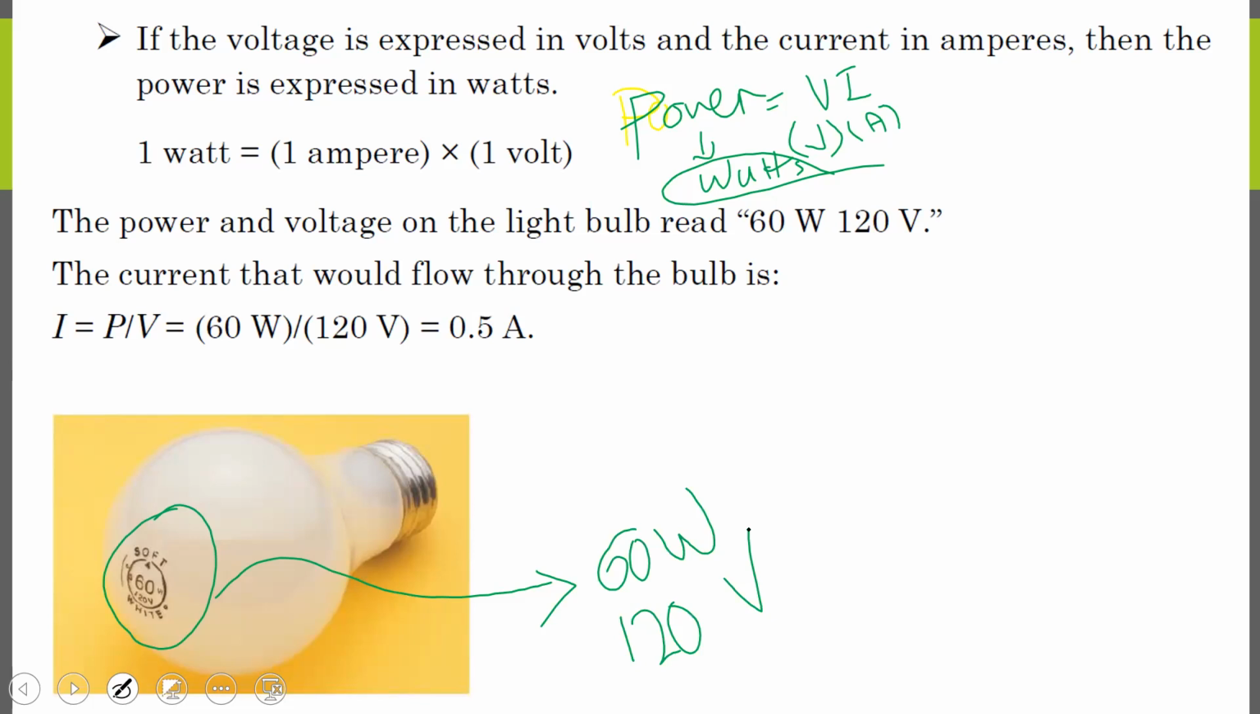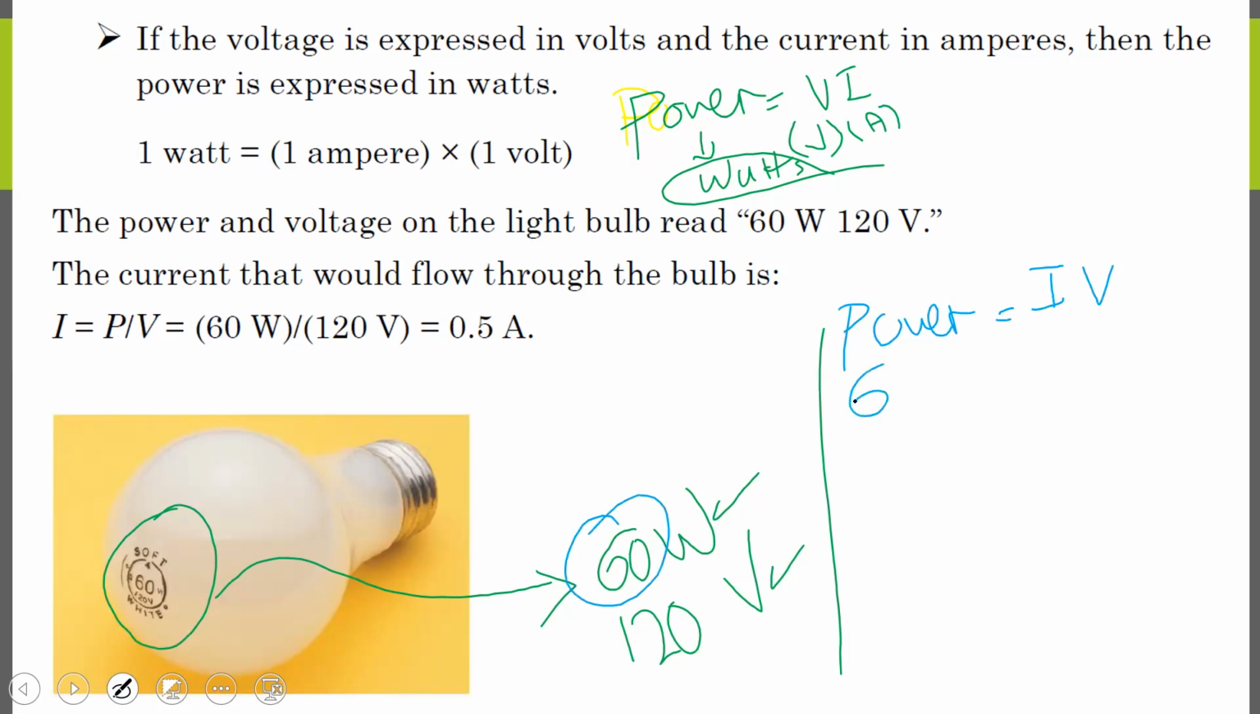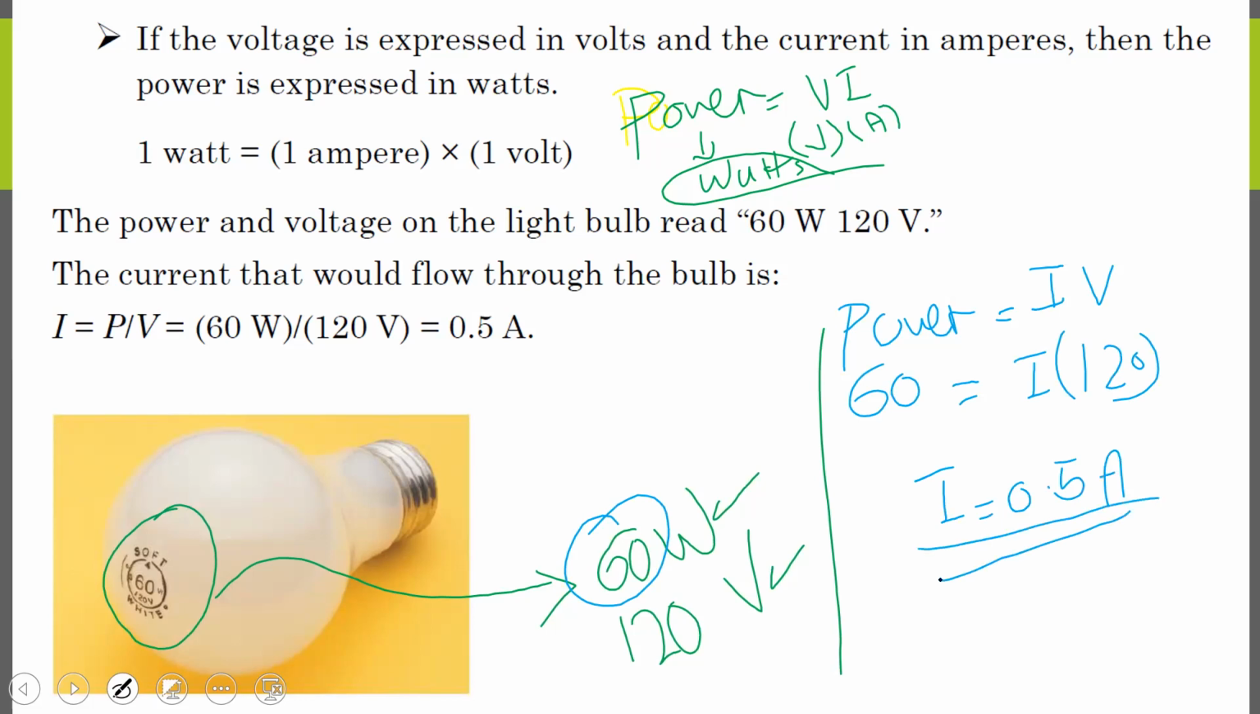Now, if you know that the power is 60 watt and the voltage is 120, how can I find the current? We know that the power is I times V. The power is given, it is 60. I is unknown, V is 120. So by dividing, you will find the current is 0.5 ampere. So the current passing through this light bulb will be 0.5 ampere. This is how to find the power.